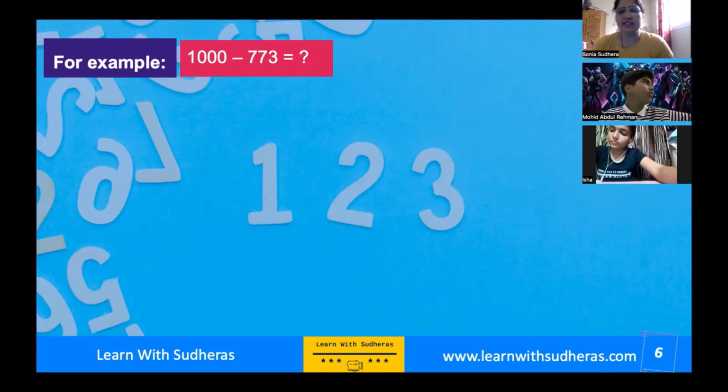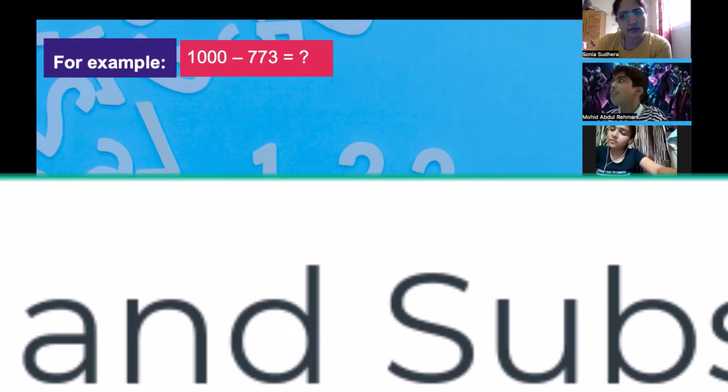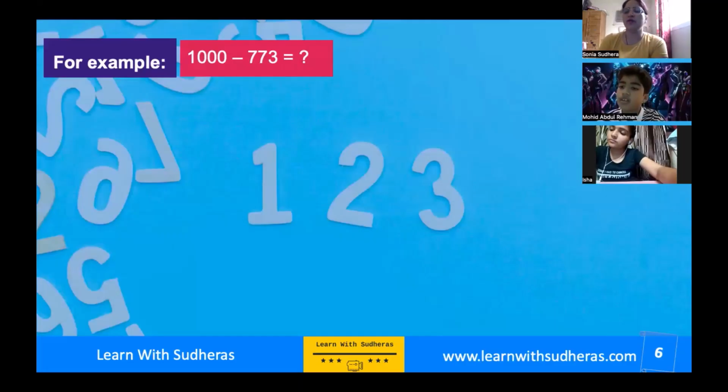Okay. In our traditional method, how can we subtract this? Can you please explain, any of you? You have to carry it. Wait, one by one. Yes, Isha, what are you saying? Ma'am, by carrying the numbers from one. By carrying the number, yes. Right. Yes, Mohit. What were you saying? I was saying that we have to carry the number. Yeah, we have to carry the number.